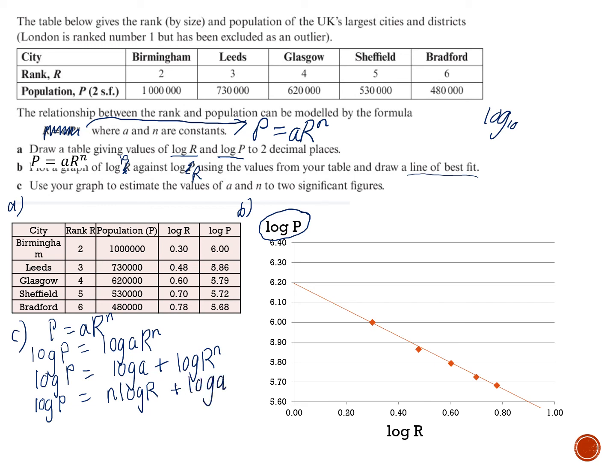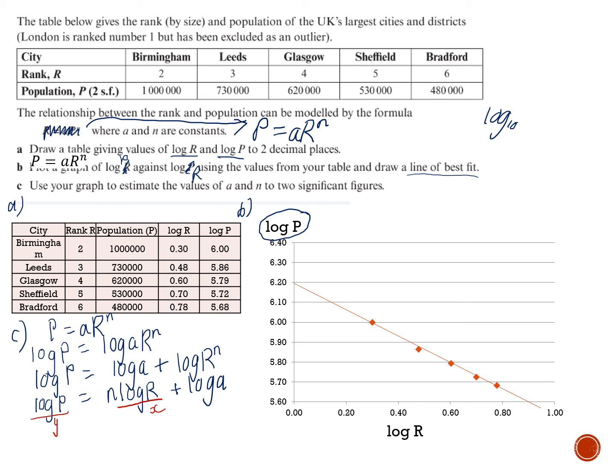Okay, so if I compare that to the equation of the straight line for this particular graph, this is what is on the x-axis, so this is like my x. This is what is on the y-axis, so this is like my y. Okay. So if I can now work out what the gradient is, then the gradient will give me n. If I can work out what the vertical intercept is, that will give me a.